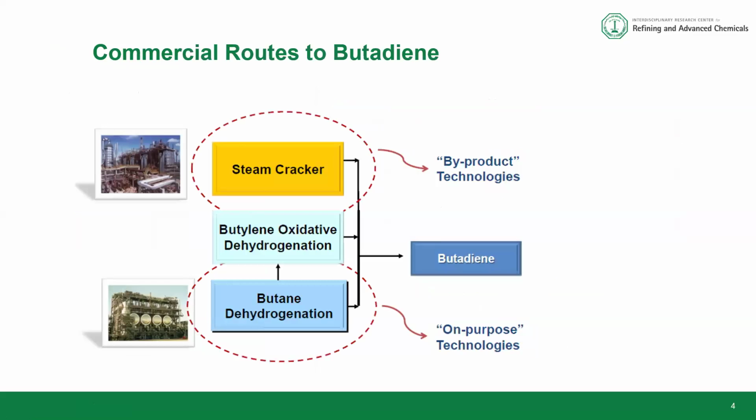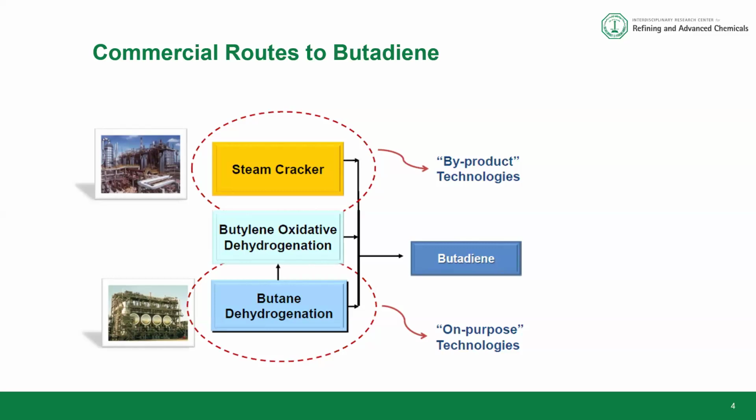So this product has a commercial route through which it can be produced. The most common route is steam cracking. However, it comes as a byproduct. It's normally a byproduct of steam cracking, where the major products are ethylene and propylene. However, there is an on-purpose method, which is either butane dehydrogenation or butylene oxidative dehydrogenation. Butane dehydrogenation means just a direct dehydrogenation of the normal butane without using any oxidant.